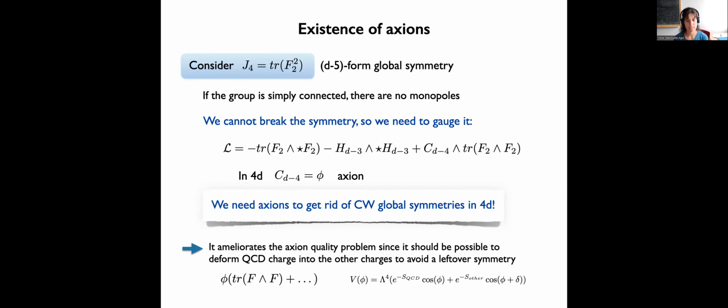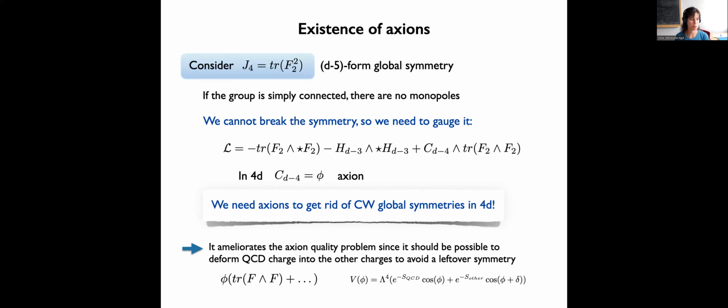And it's also interesting because typically for the strong CP problem in QCD, there is this axion quality problem. People wonder: okay, if you just have an axion coupled to the QCD instanton, it looks fine, everything works very nicely, but how do you guarantee that this axion doesn't couple to other things such that it does not spoil the QCD minimum, okay? So this is the axion quality problem.